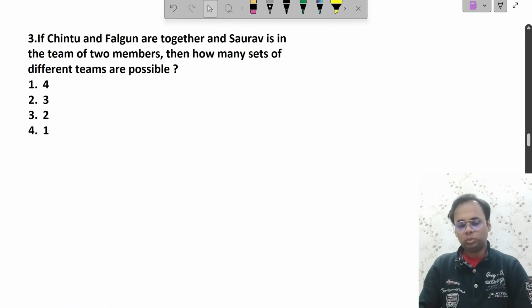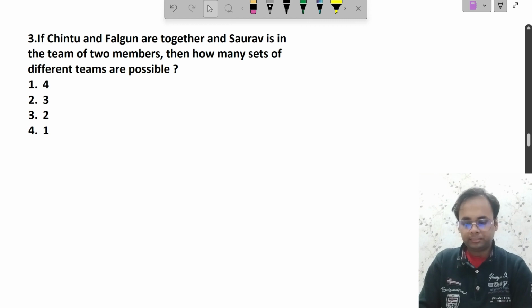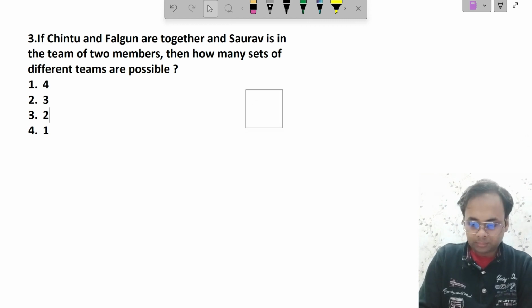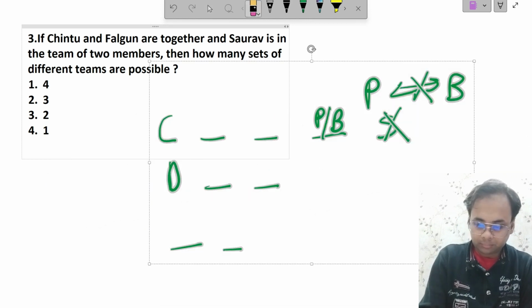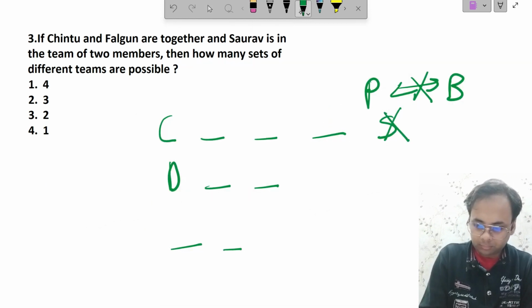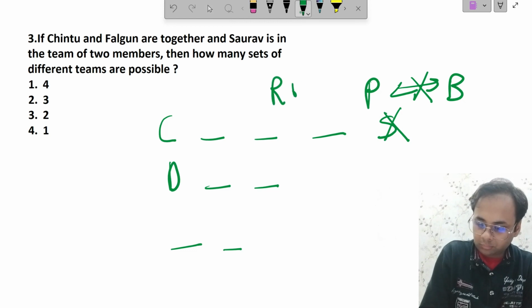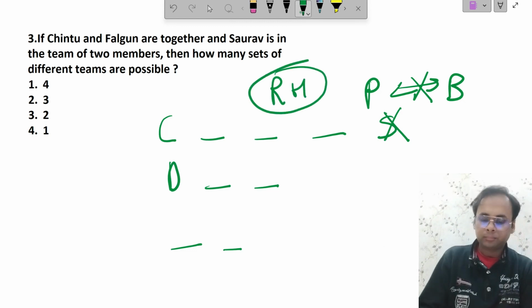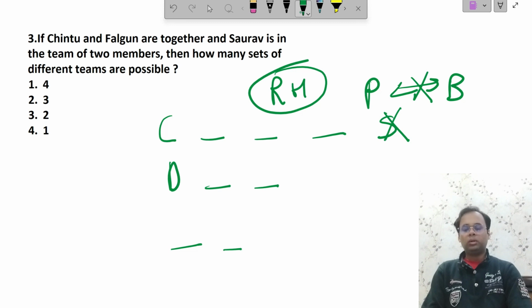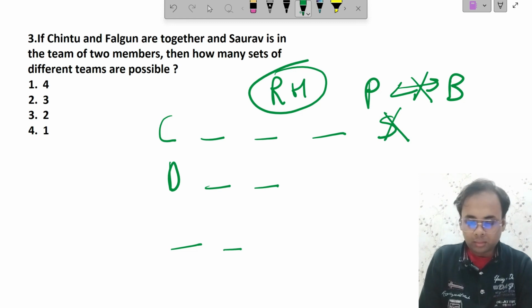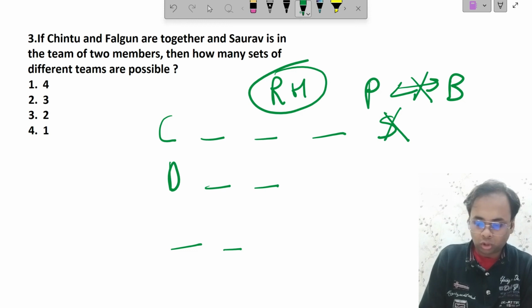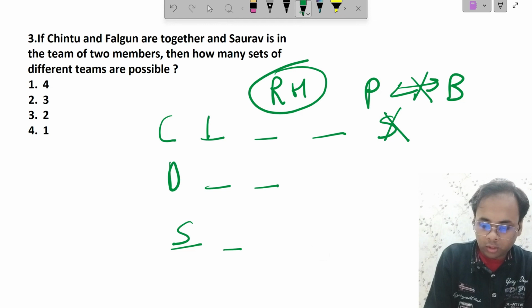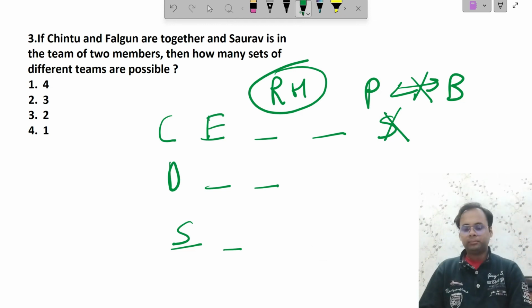Next we have, if Chintu and Falgun are together. Let me just paste the question over here. Okay, so if Chintu and Falgun are together and Saurav is in the team of two members. So S comes over here, and Chintu and Falgun are together, so F comes over here.